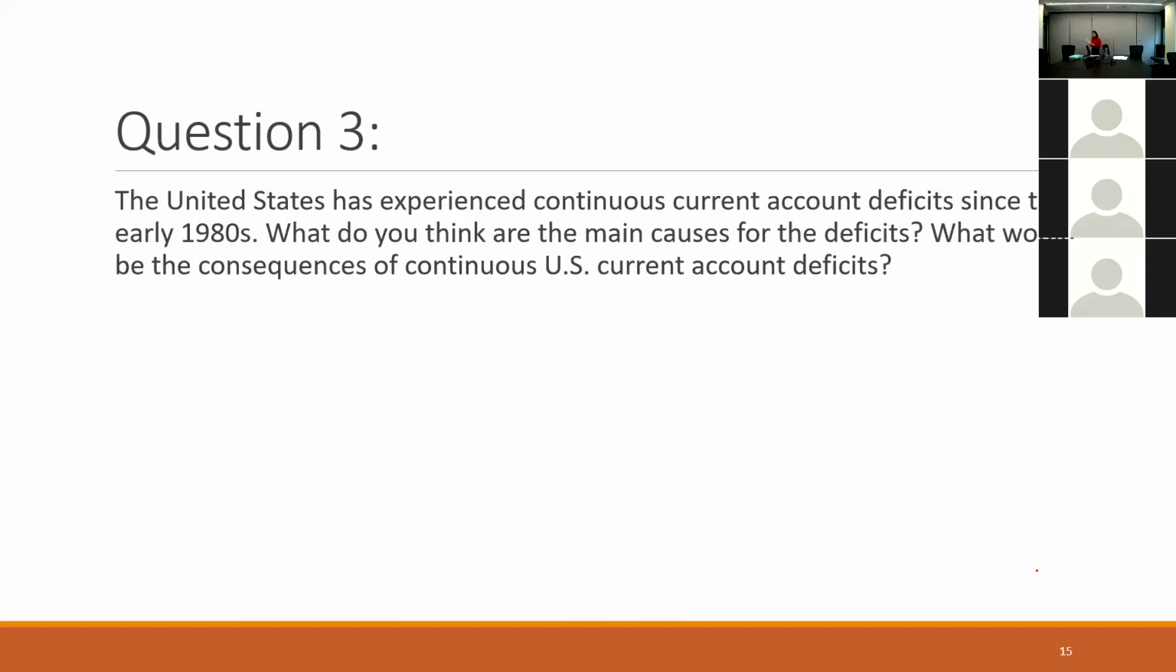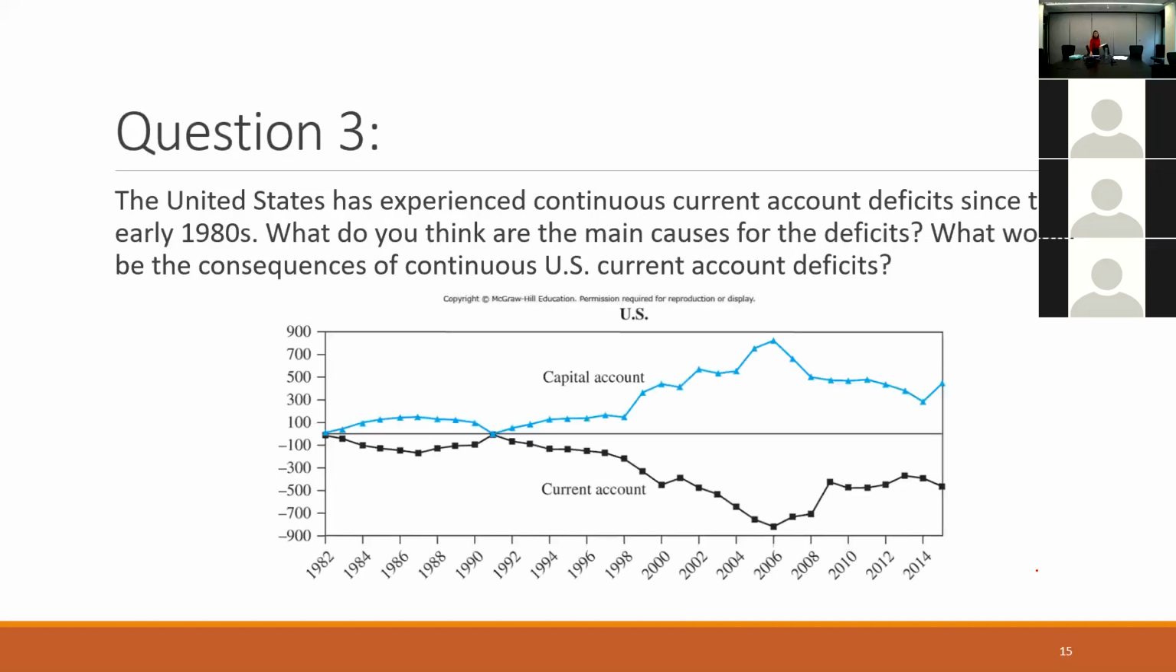Let's look at question 3. In this question, we are looking at the US trade balance over the last few decades from the 1980s. If we look at the slide over here, in the US, from the 1980s, they have been experiencing a positive capital account for a long time. In contrast, their current account has been negative, right?